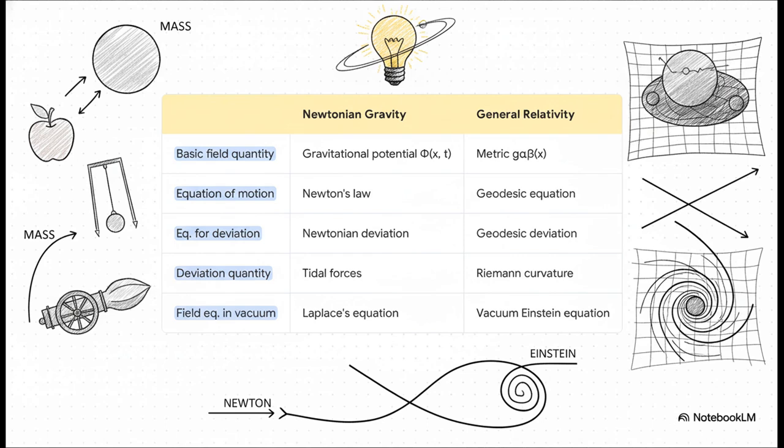I love this table. It's basically a Rosetta Stone for translating Newton's physics into Einstein's. On the left, you've got familiar stuff like Newton's law of motion. Then look to the right. That same idea becomes the geodesic equation, which just means following the straightest possible path through curved spacetime. And here's the big one. What Newton called tidal forces, Einstein's theory reveals is actually Riemann curvature, the real mathematical description of spacetime's shape. It's a brand new language for describing the very same universe.